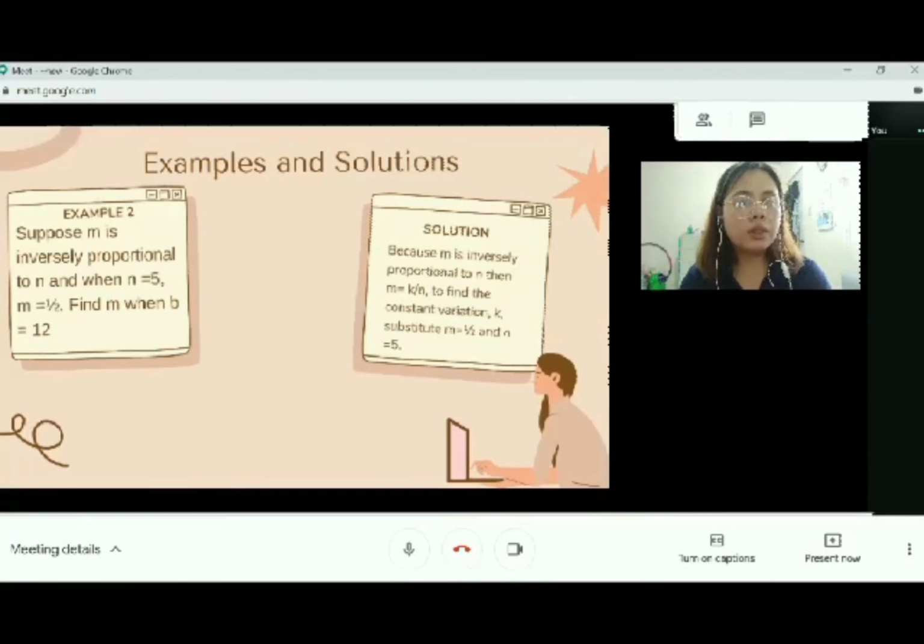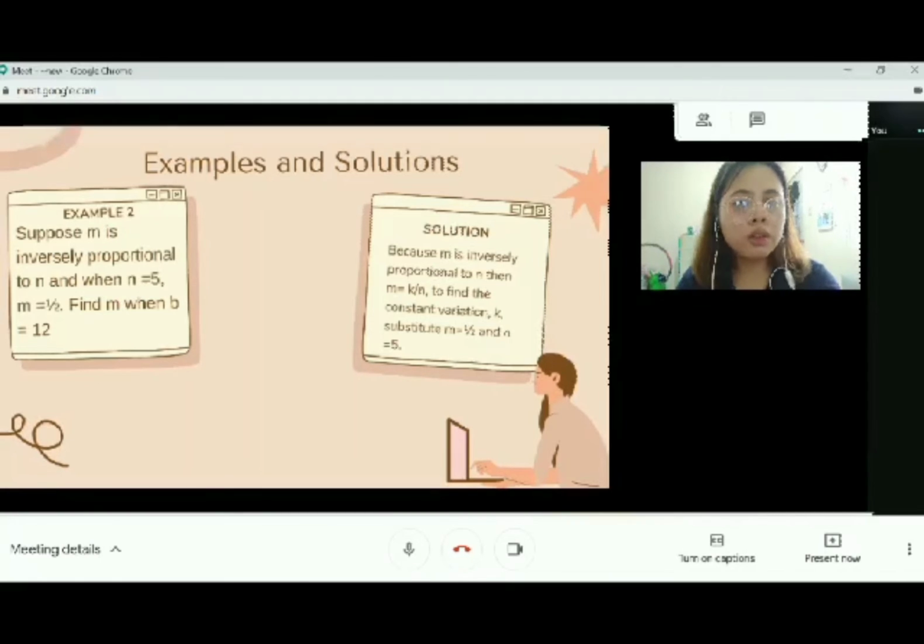Who wants to substitute it? Me, ma'am. Okay, student number 2. m equals k over n. 1/2 equals k over 5. k equals 5 over 2. Very good. So therefore, the constant of variation is 5 over 2.